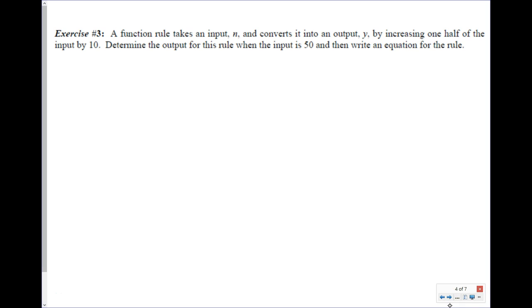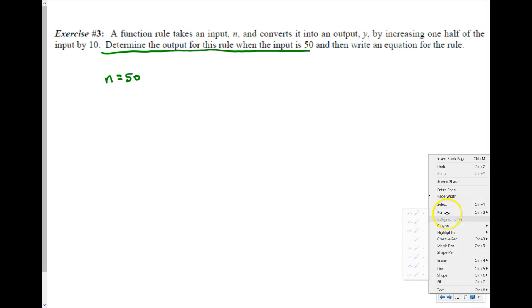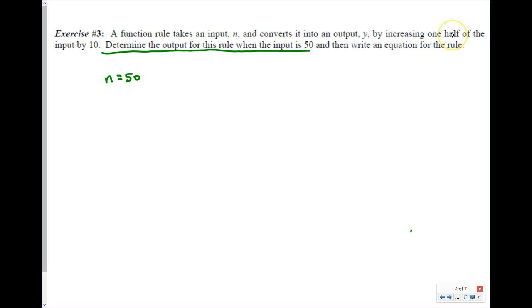Exercise 3. A function rule takes the input n and converts it into an output y. So we have our input n and our output y by increasing 1/2 of the input by 10. Determine the output for this rule when the input is 50, and then write an equation. So let's do this first part. Determine an output for this rule when the input is 50. So if I know my input is 50, that means that n has to equal 50. And let's take a look at my rule. My rule says I increase 1/2 of the input by 10.